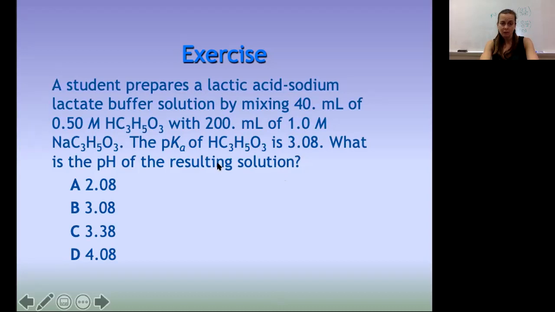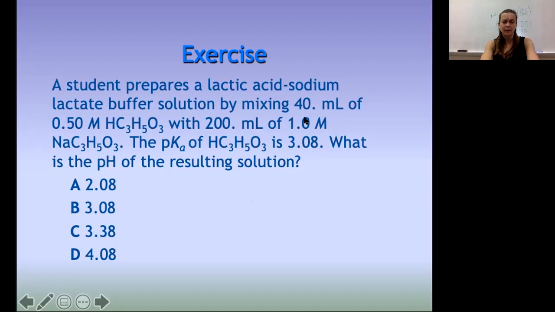Well, we know we're going to use the Henderson-Hasselbalch equation. This time we're given pKa is 3.08. So we know that it's going to be pKa 3.08 plus the log of the concentration of the base divided by the concentration of the acid. So we need to figure out what those concentrations are.